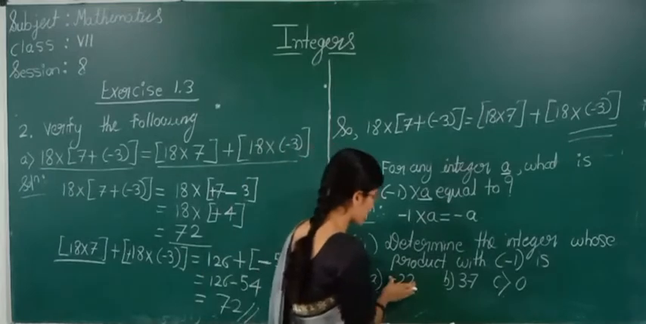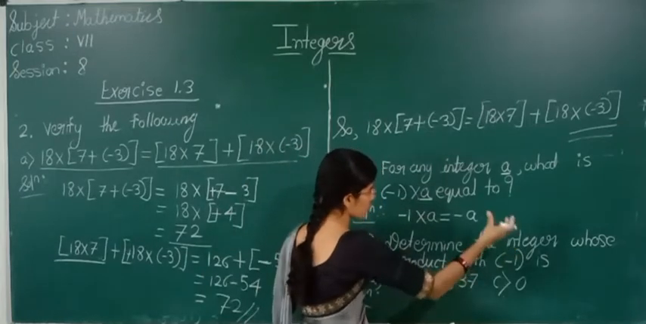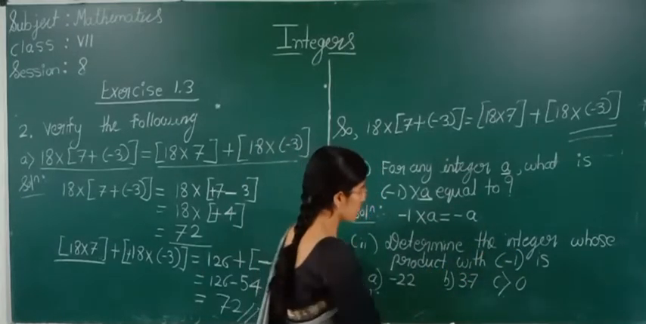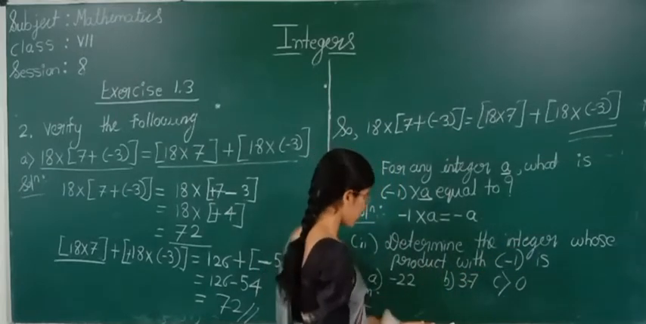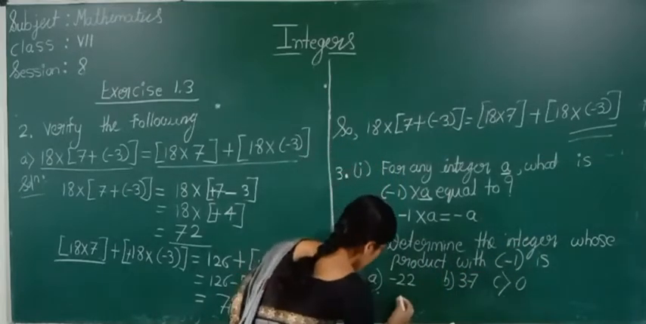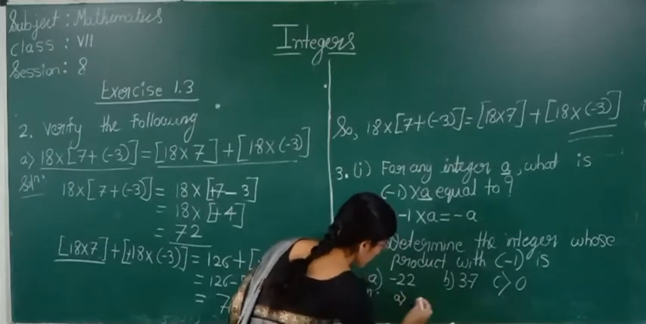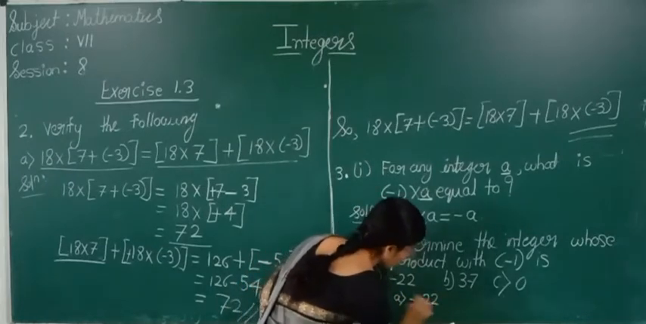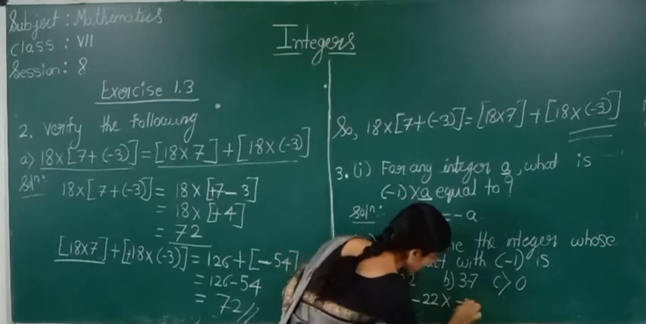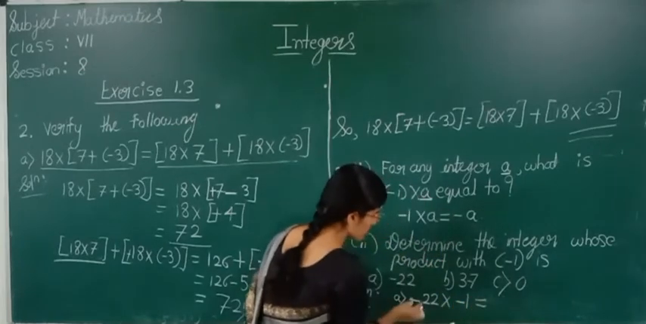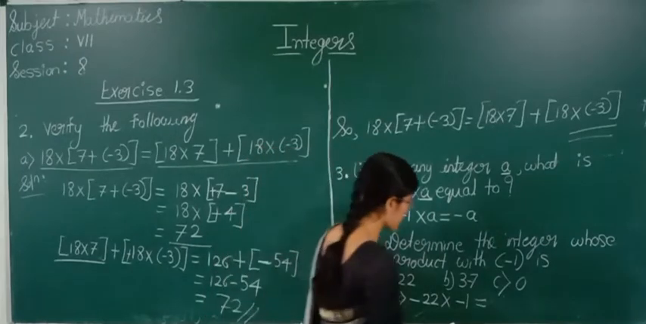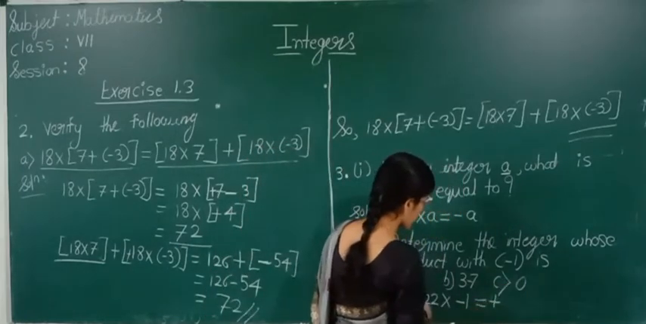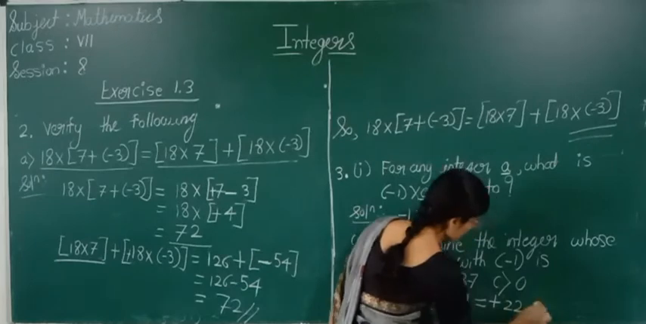We have to multiply minus 22 into minus 1. What is the answer? 37 into minus 1. What is the answer? 0 into minus 1. Now see here, first one, minus 22 into minus 1. What is the answer? When two negative integers are multiplied, we get a positive integer, right? Now what is that? 22 ones are 22.